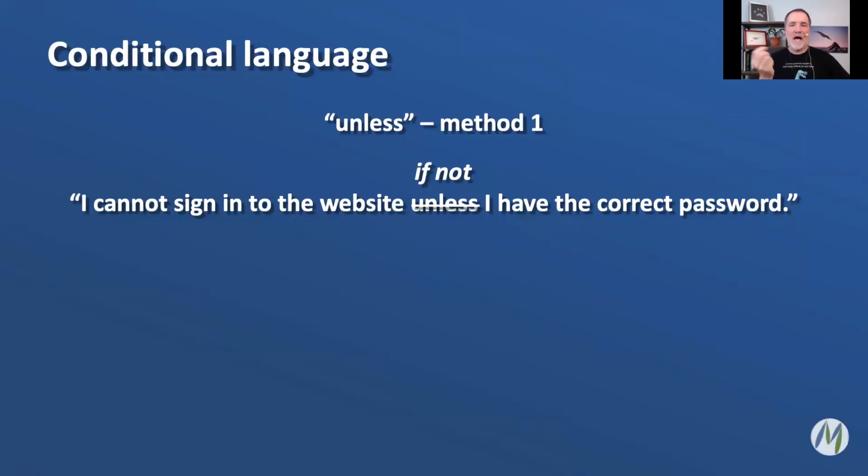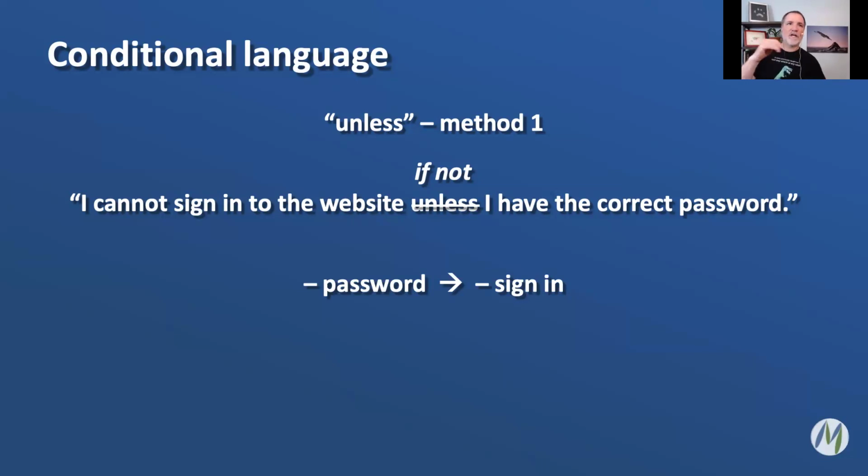Unless, until, without. We can turn all of those into if not. This gets a little bit grammatically weird, but if you're not saying this out loud and you're just diagramming it, it actually makes a lot of sense. So if is the start of our sufficient condition. If not, I have the correct password, or if I don't have the correct password, then I cannot sign into the website. And we would diagram that this way: if I don't have the correct password, then I cannot sign in. So this is one way we can turn an unless.